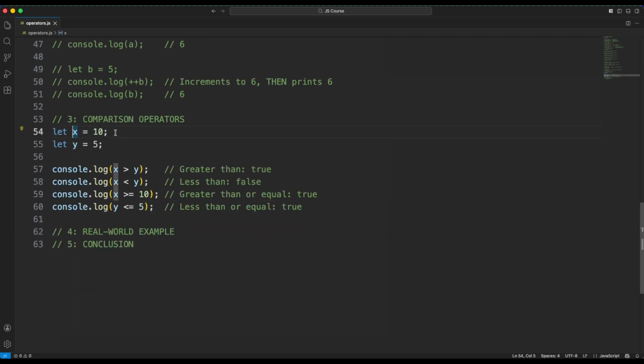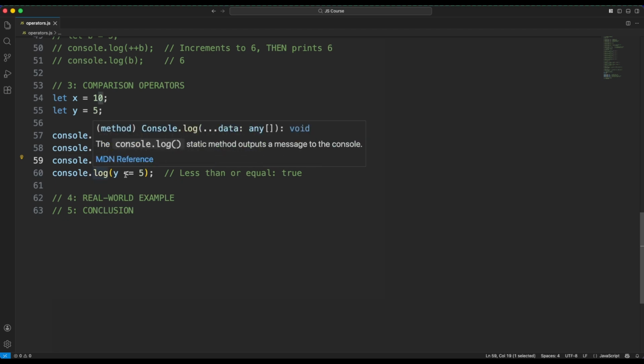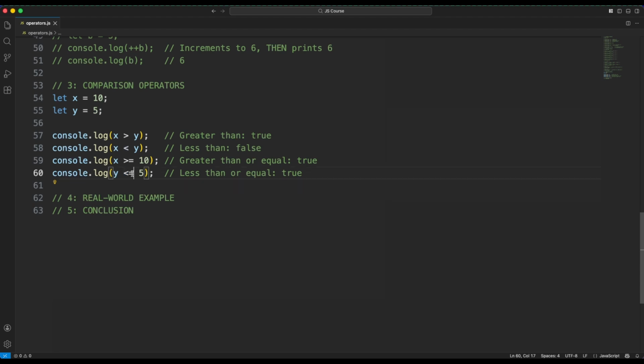Let x equal 10, let y equal 15. So x greater than y, x less than y, x greater than or equal to 10, or less than or equal to 5, and the answer is this. The first answer will be true, second is false, third is true, fourth is true.